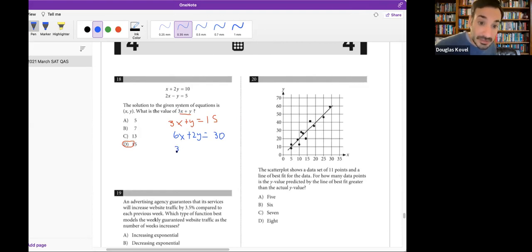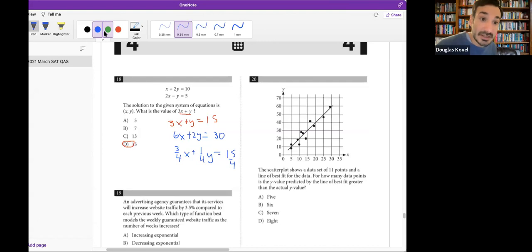So for example, they might do something like find 3/4 x plus 1/4 y. And you'd have to recognize, oh, 3/4 x is just 3x divided by 4, and 1/4 y is y divided by 4. So then I must be doing 15 divided by 4.